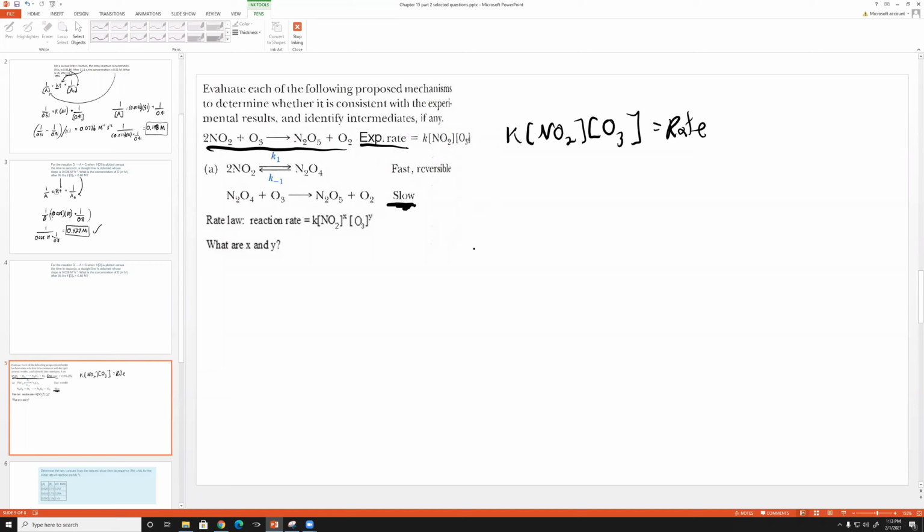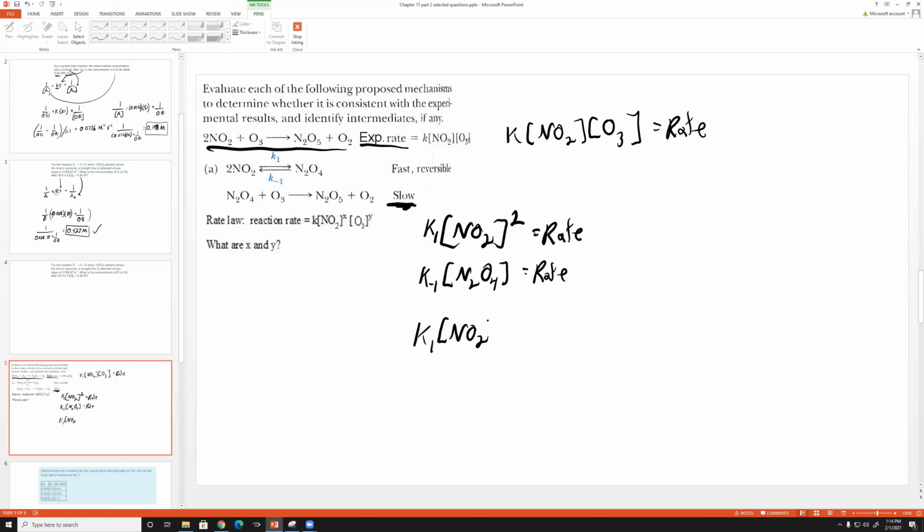So what we can do is for the fast one, we can say that NO2 squared times k1 equals the rate of the fast one. And the rate of the backwards reaction is k minus 1 times N2O4, which equals the rate for the fast. Since the forward needs to equal the reverse at equilibrium, we can say that these are going to be equal rates. So we'll do k1 times NO2 squared equals k minus 1 times N2O4.